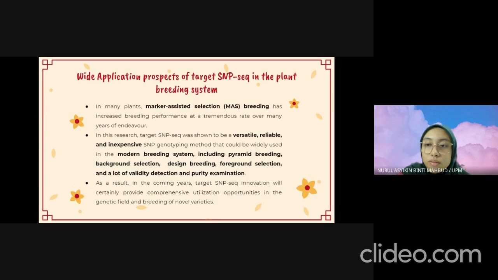So in this research, target SNP sequence was shown to be a versatile, reliable, and inexpensive SNP genotyping method that could be widely used in the modern breeding system, including pyramid breeding, background selection, design breeding, foreground selection, and a lot of validity, detection, and purity examination. So as a result, in the coming years, target SNP sequence innovation will certainly provide comprehensive utilization opportunities in the genetic field and breeding of novel varieties.